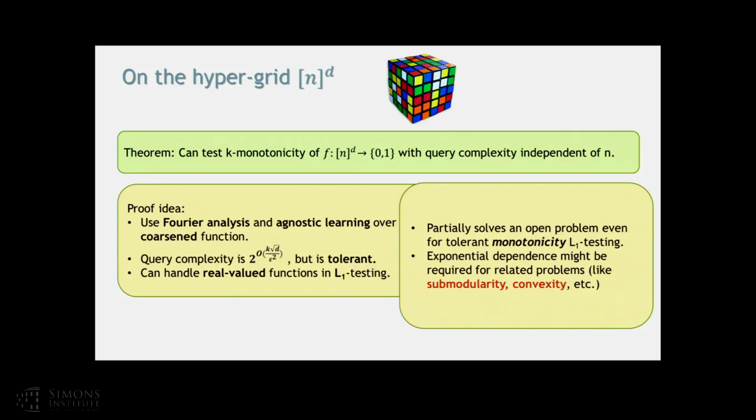And so this dependence might look really bad, but it seems like this might actually be required for many related problems. That even 2-monotonicity might live up to these problems like convexity and submodularity. Again, in the right models, if you change the model a little bit, then these problems get a little bit easier. I think there are some talks about this later in the conference. So it seems like that this really could be the right answer.